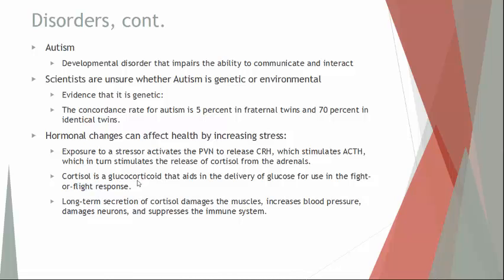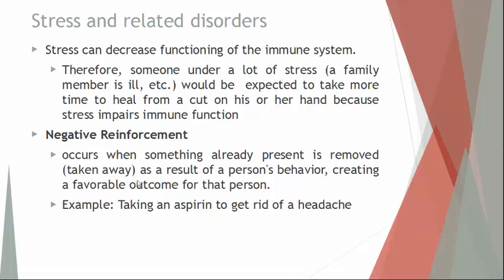Now, long-term secretion of cortisol can have very damaging effects on muscles. It can increase blood pressure. It can damage neurons and even suppress the immune system. It is true when people say that stress can kill you, because it can very easily do so. And one of the big reasons is that it can decrease the functionality of your immune system.